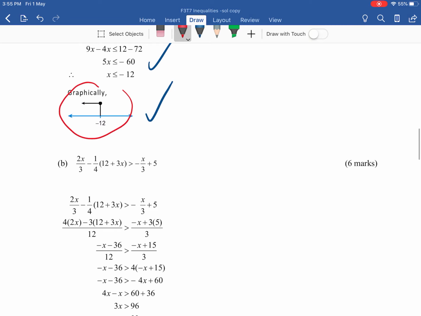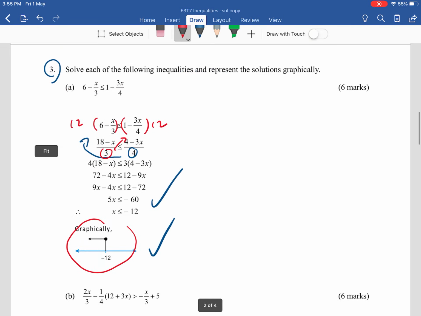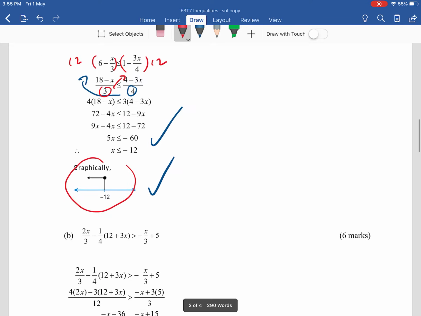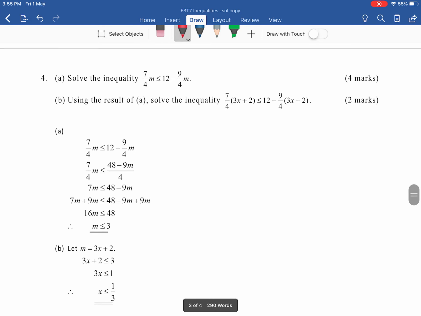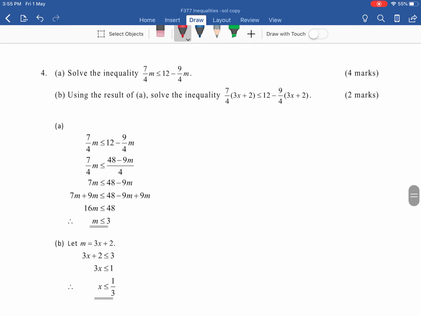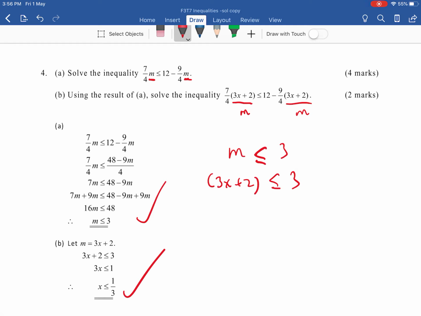But some students forget to draw the figure, because, as we said, solve and represent the solution graphically. And most students get the correct answer for this one. I will not discuss it here. And then for this question, part A, very easy, you get this answer. And part B, you can see that this is M, if you call it M, and this is M, and then you can use the result that M is less than 3, which is 3x plus 2 is less than 3. Then you can easily get the correct answer here.